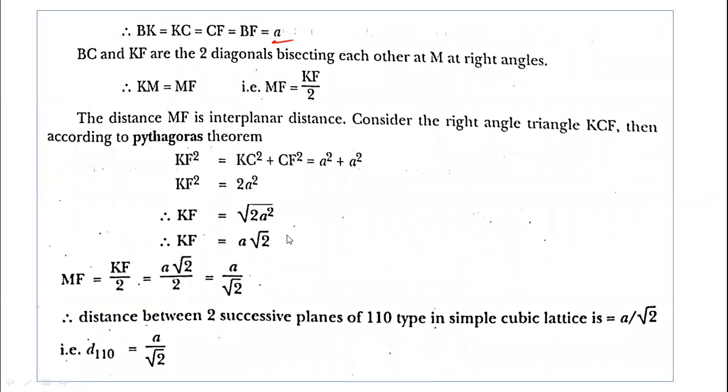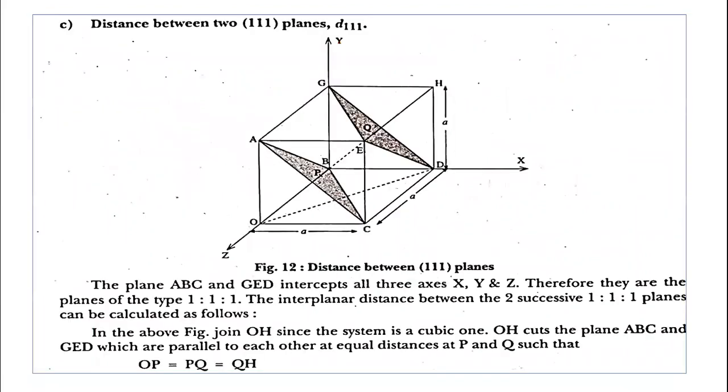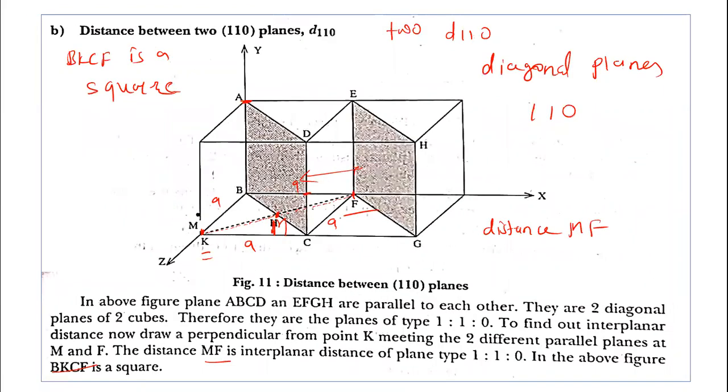The distance MF is called the interplanar distance. Consider the right angle triangle KCF here. Where is KCF? See here, this is the right angle triangle.